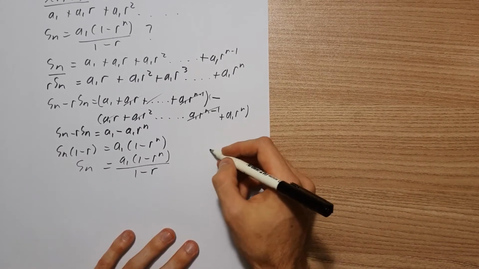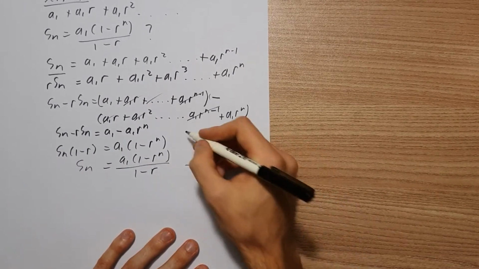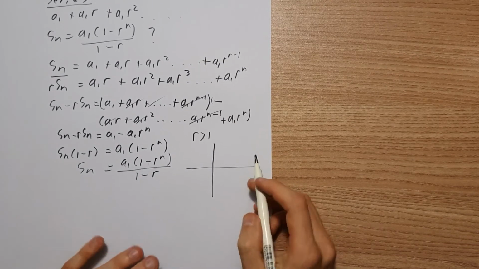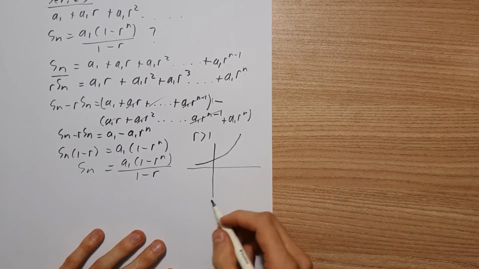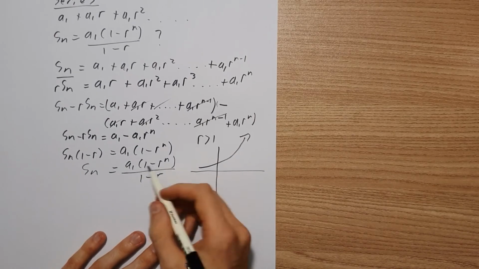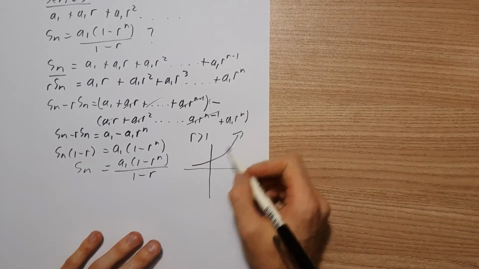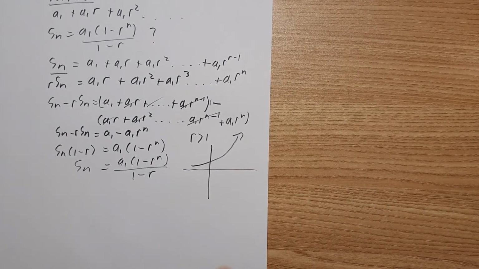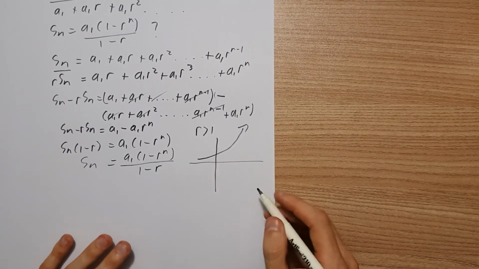So if we look at the function r to the n, if r is greater than 1, we have an exponential function which does something like that. You can see that this term is just going to tend towards infinity. It's going to get bigger and bigger forever. But now let's look at what happens if r is less than 1.